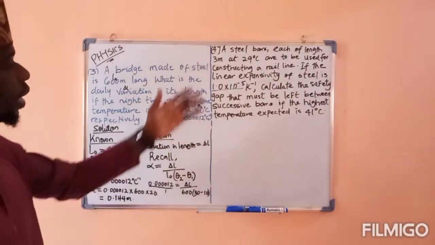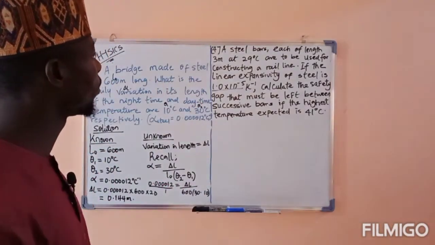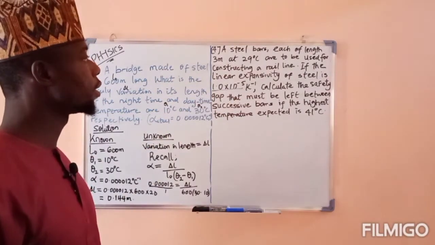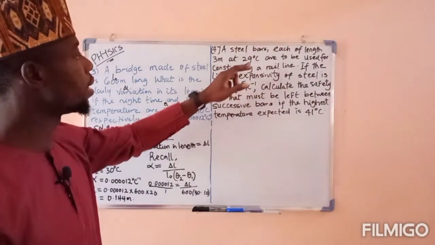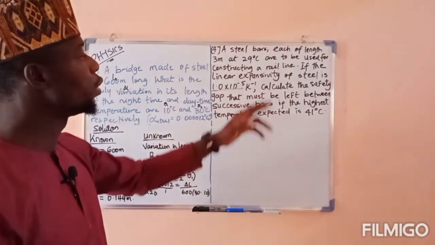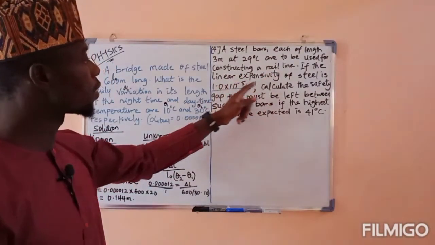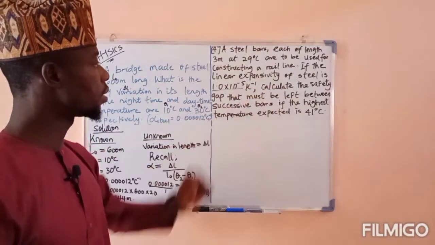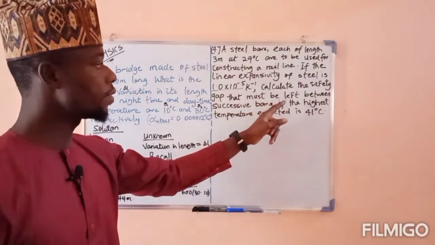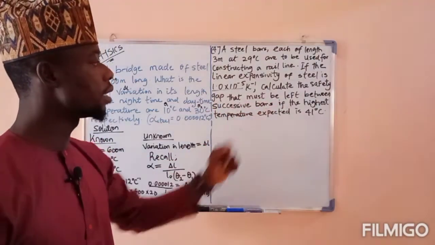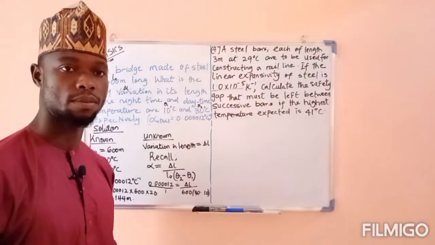So now let's look at the second problem. We have steel bars, each of length 3 meter at 29 degrees Celsius, to be used for constructing a rail line. If the linear expansivity of steel is this per Kelvin, calculate the safety gap that must be left between successive bars if the highest temperature expected is 41 degrees Celsius.